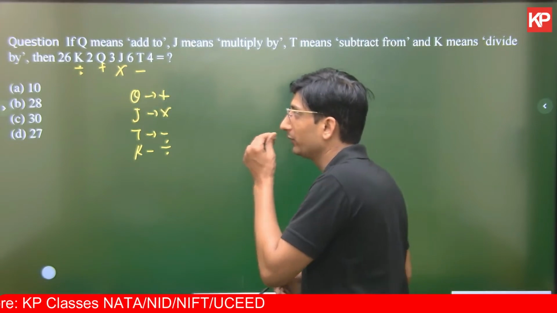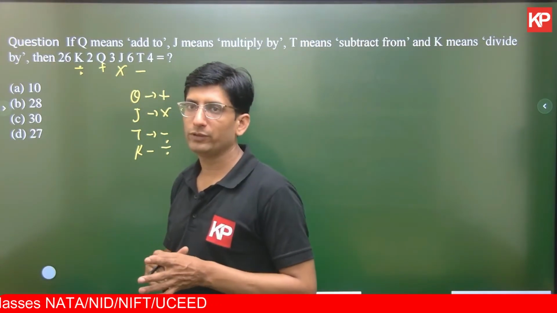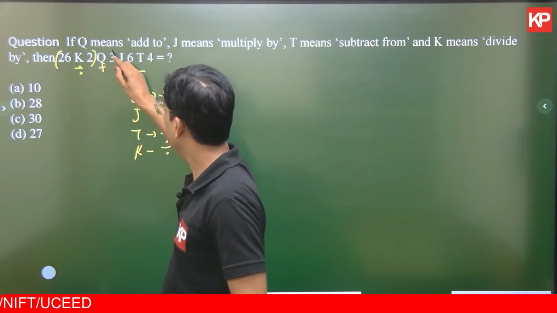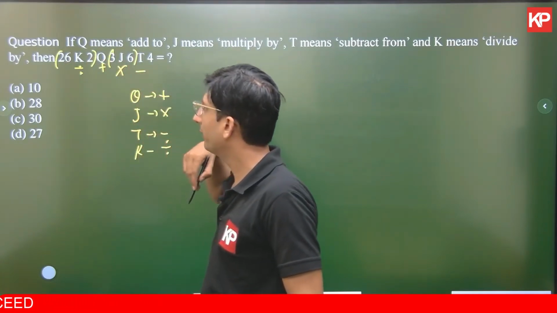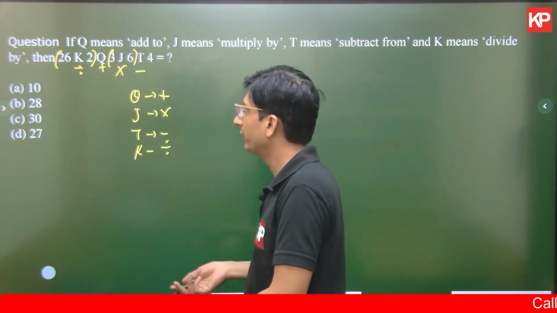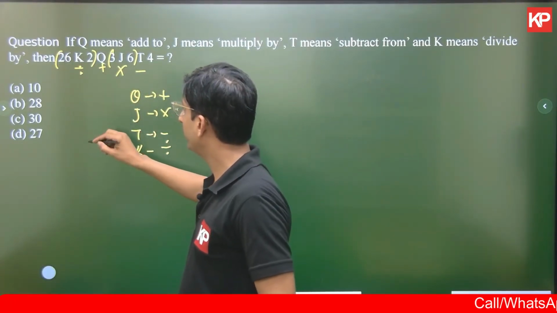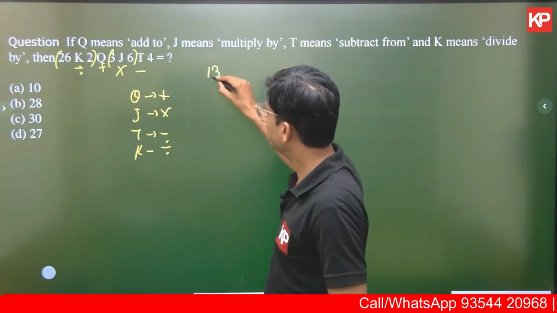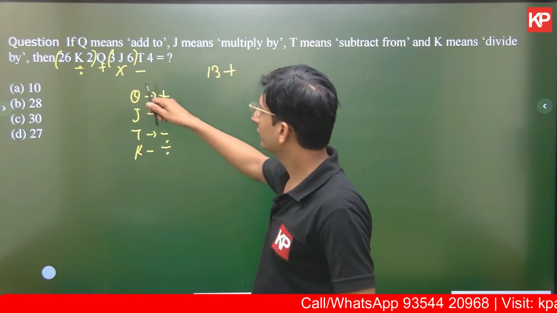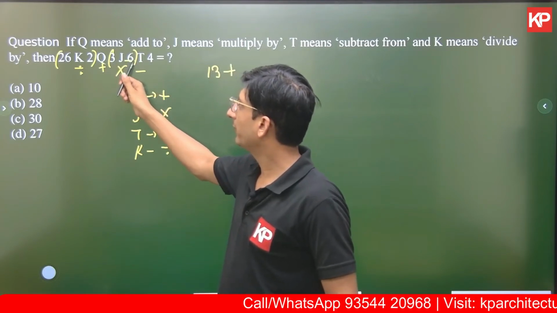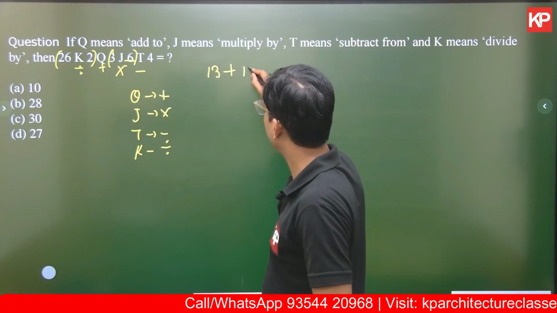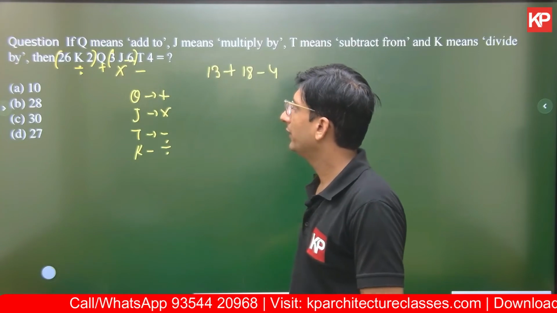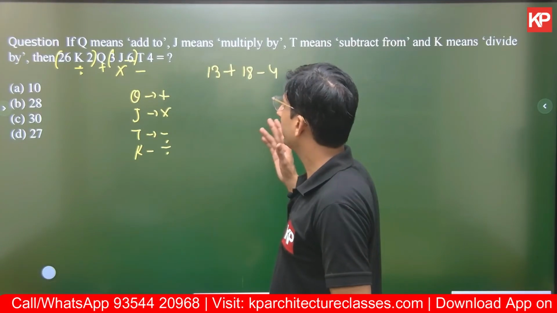To those who still feel doubt about how to solve it, just do one thing. At the place where you are dividing or multiplying, you can put them in a bracket, so you will remember that we have to solve the bracket first. So this is basically 26 divided by 2, that is 13, then plus, and because it is multiply, first we have to multiply 6 into 3, that is 18, so plus 18, then T, which means minus 4. So the final equation we have is 13 plus 18 minus 4.